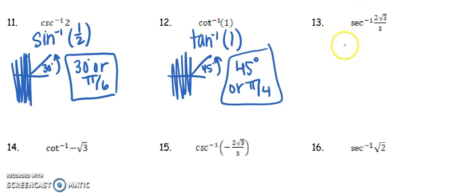Secant. This would be inverse cosine of 3 over 2 root 3. Now, I don't know when it's 3 over 2 root 3 because we need to rationalize that.